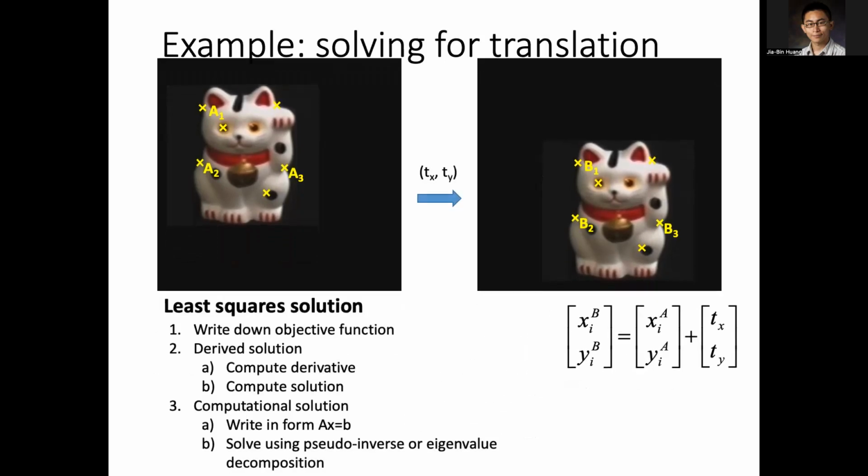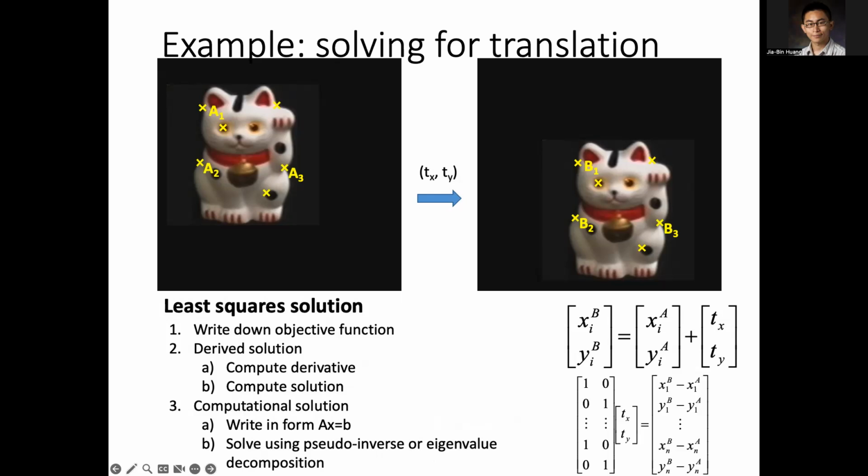Yeah, that's right. The solution looks like this. Whenever I try to solve least squares, I have these steps. First is to write down the objective function. The objective function makes sure that this minus this is as small as possible. Then I can derive the solution, computing the derivative, and either solve Ax equals b, or solve with the pseudo-inverse or eigenvalue decomposition. So what is the linear system of equations for this one? It will look like this.